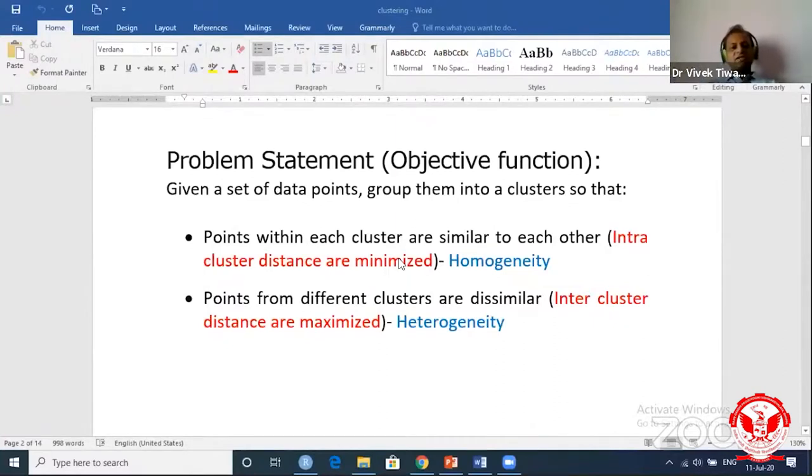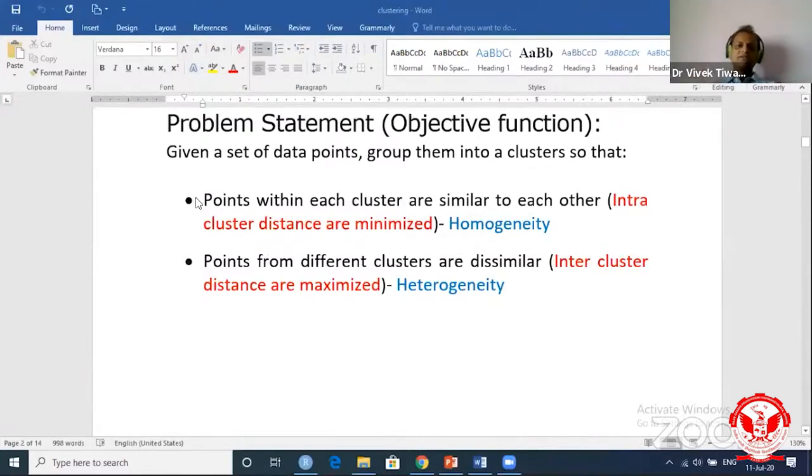Similarly, in clustering, there are two kinds of objective function. I'm not discussing k-means clustering here. I'm just developing the background right now. The first objective function is that points within each cluster are similar to each other. That is, the intra-cluster distance is minimized. That is called homogeneity. It talks about a single cluster. Whatever the cluster you have, all the data items that belong to the same cluster should be close to each other. That is, the intra-cluster distance should be minimized. Another word for it is homogeneity.